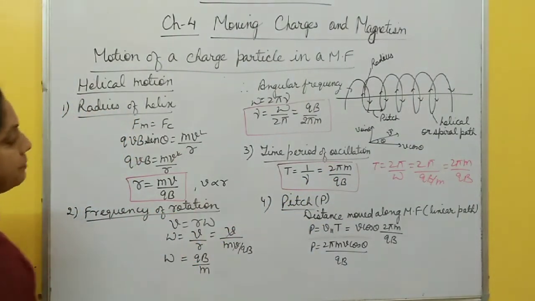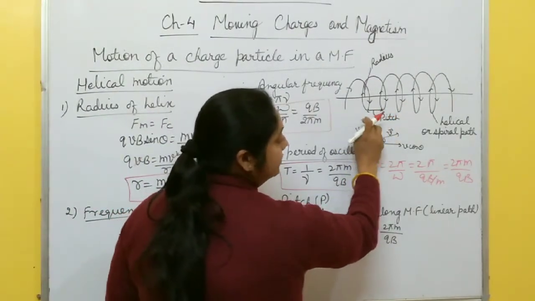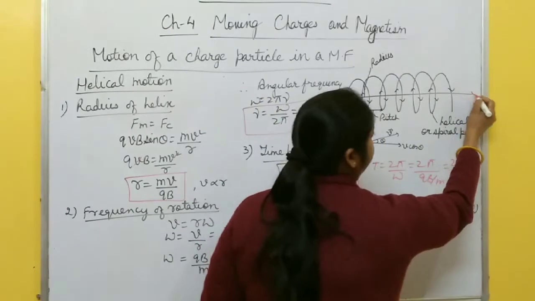Now the last one is pitch. Pitch is the linear distance moved along the direction of the magnetic field.